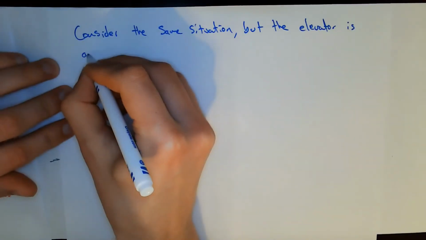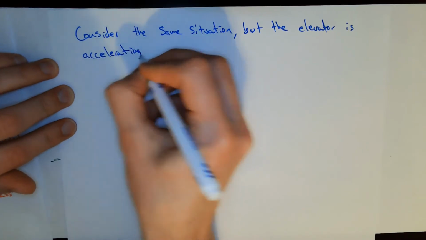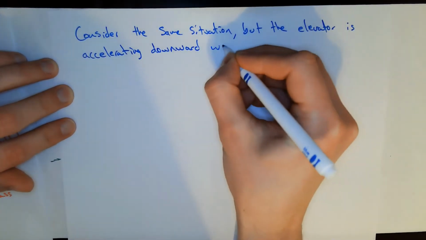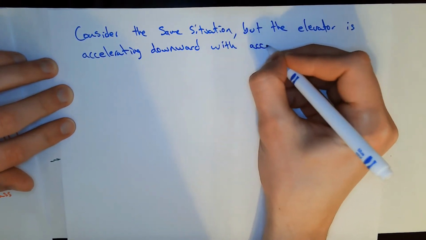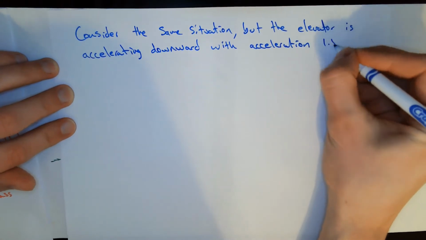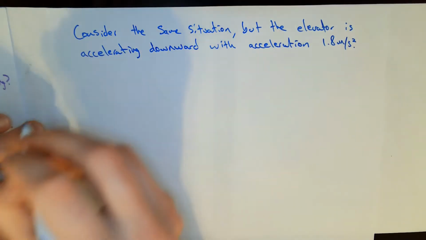So the elevator is dropping, or accelerating downward, with acceleration, I'll say 1.8 meters per second squared down. What will the scale read?